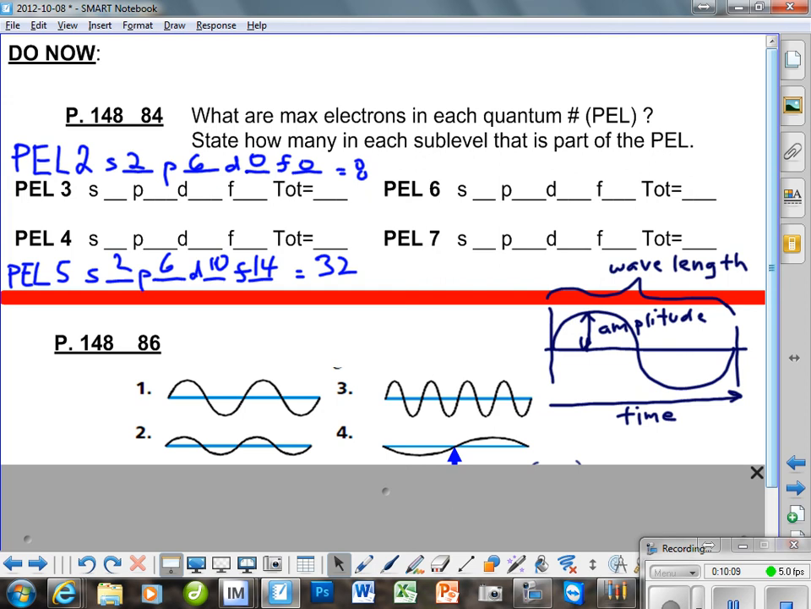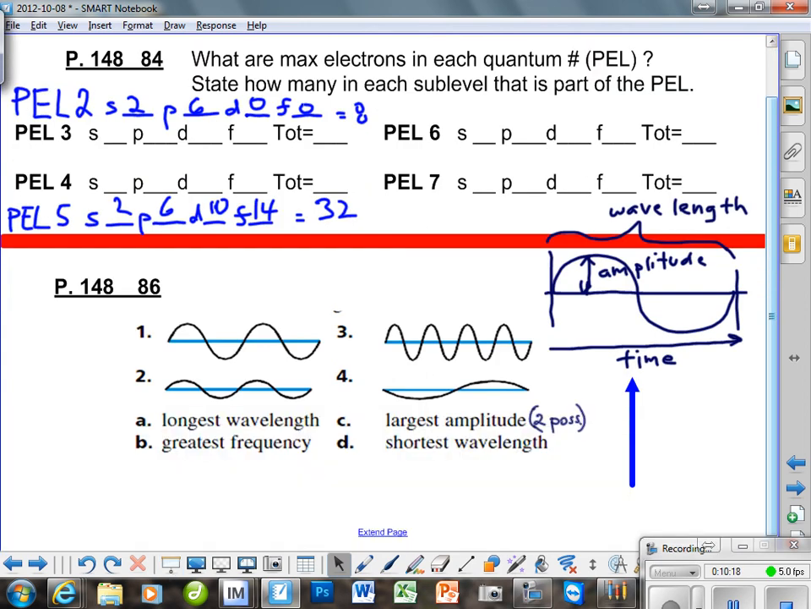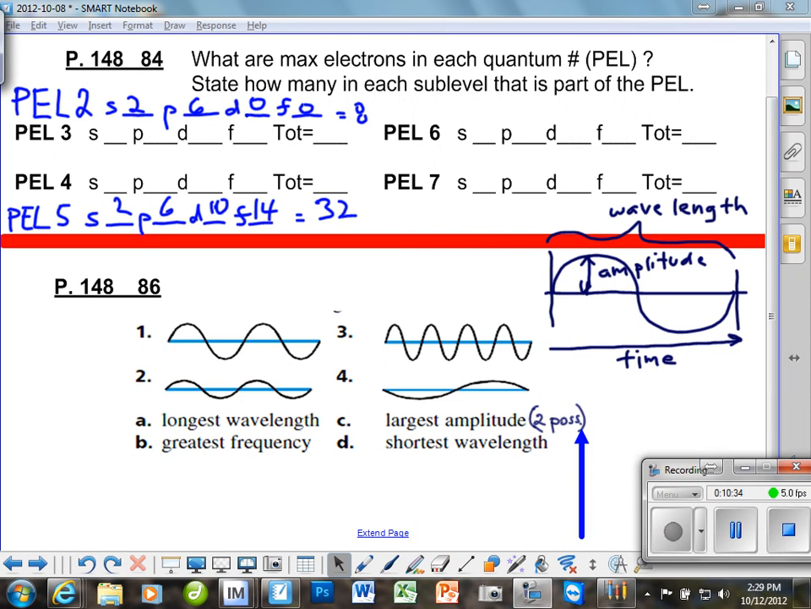Are we cool with that? So now your job is to figure out down here what is the answer for each of these 4 questions. We'll do A, B, C, and D. And notice that it is possible to have 2 answers for the largest amplitude. And I'll go ahead and stop the recording.